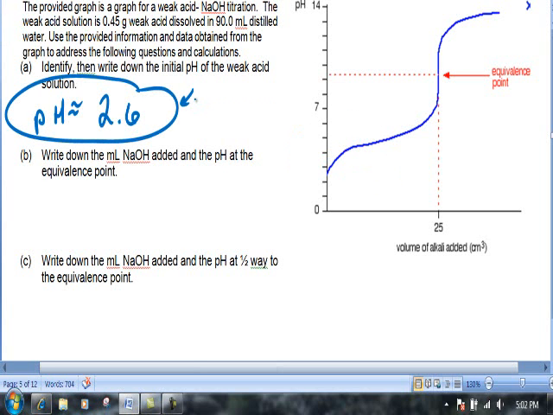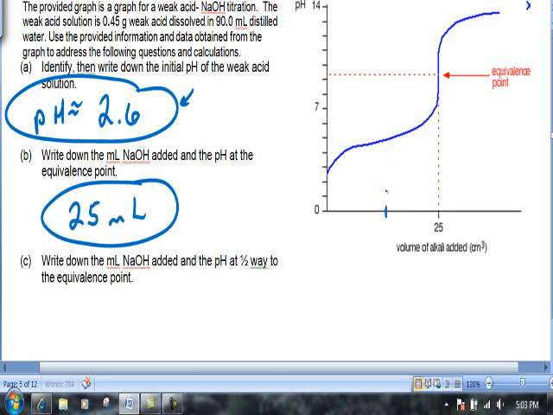Milliliters added at the equivalence point, we want to go to the midpoint between our vertical break here. This falls right there in the middle of the vertical portion of our titration curve, and it would appear that our volume is 25 milliliters at this point. Next part says to eyeball right about our halfway point. The halfway point would be when we've added 12.5 milliliters, given that it took 25 to get to the equivalence point.